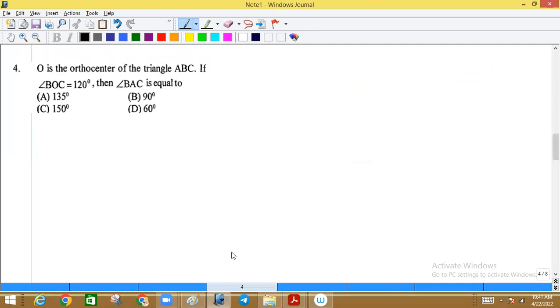O is the orthocenter of the triangle ABC. If BOC means angle at the center, then he's asking you BAC. We know that BOC plus angle BAC, BAC means A only, sum of these two is 180 in case of orthocenter. In orthocenter, we have seen if one angle is theta, angle at the center is 180 minus theta, which means the sum should be 180. Then what is BAC?